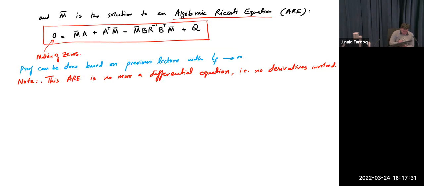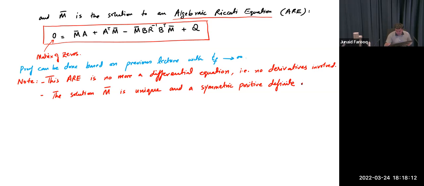And the second thing to note is that the solution M bar is unique, and also the solution is a symmetric, positive definite matrix. Okay, so two important things to note.